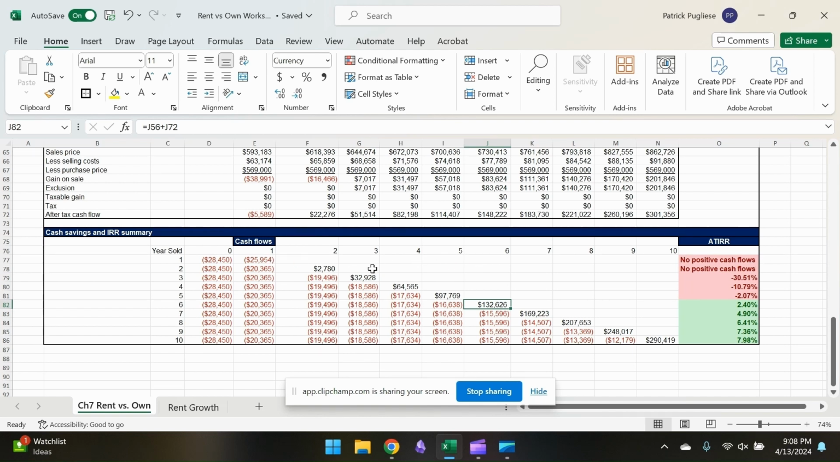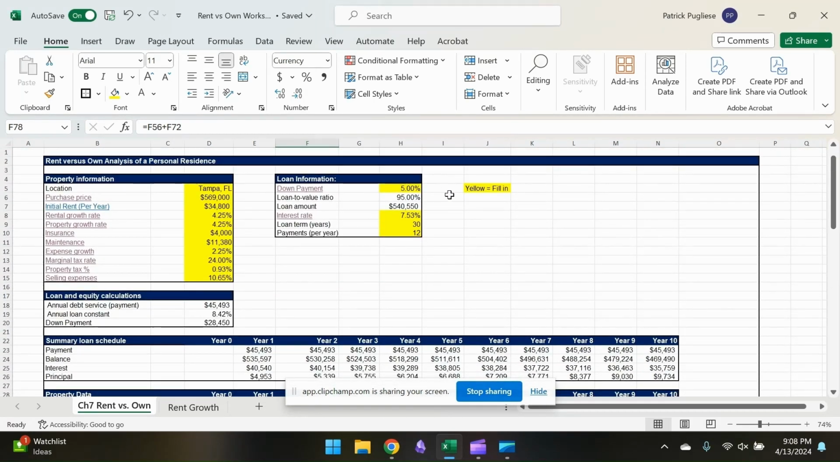And there's not even any positive cash flows at all till year 2. But if you were here for the long term, then it makes sense to buy, even at today's interest rates. Again, that's assuming no refinance or anything like that.